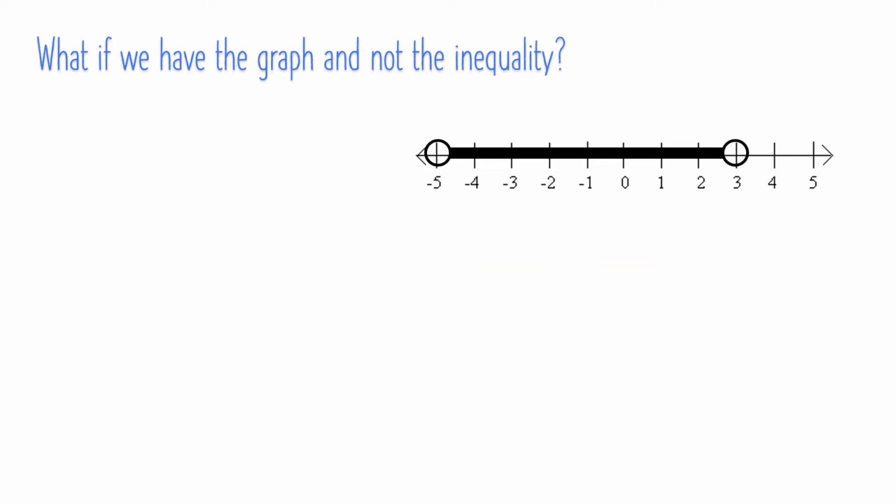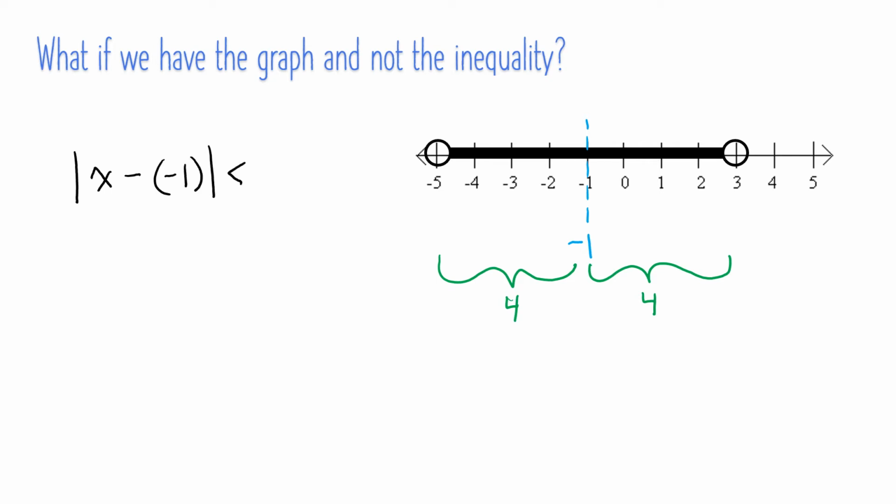We can use these patterns to quickly write the absolute value inequality that can represent the graph. So if we take a look at this, halfway between negative 5 and positive 3 is negative 1. And the distance on either side of negative 1 to the boundaries is 4. So this will be the absolute value of x minus negative 1 is less than 4.